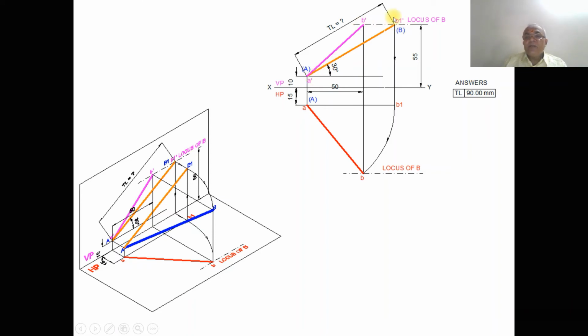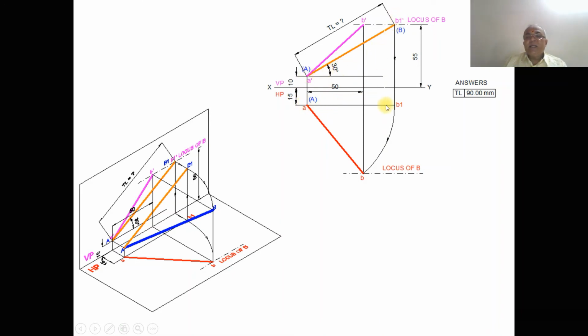Now we need to find out the top view, so you have to take the true length in the front view. Since you know that it is a true length in the front view, obviously that line should be parallel to the XY line in the top view. So when you project this line to the locus of A, AB1 is the line which is parallel to VP. Since it is parallel to VP, you are getting the true length in VP.